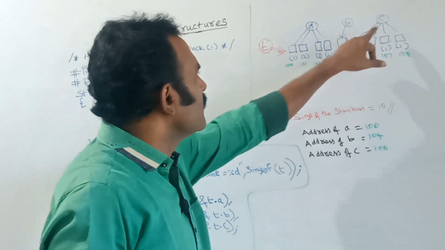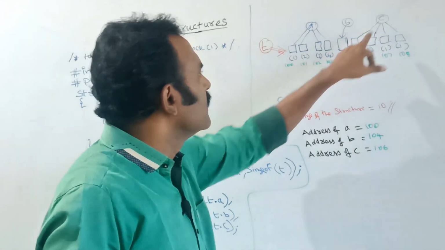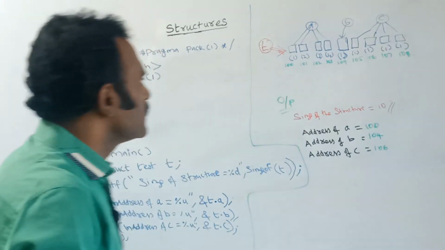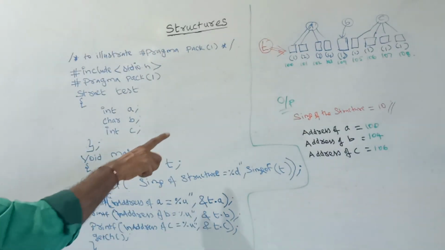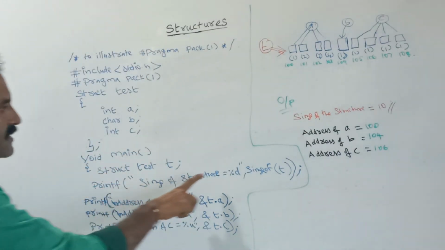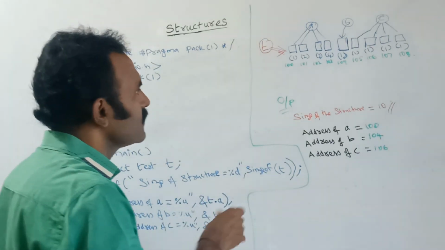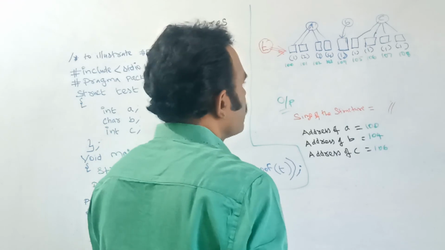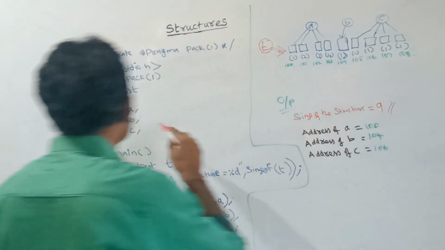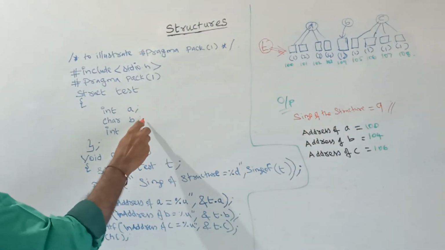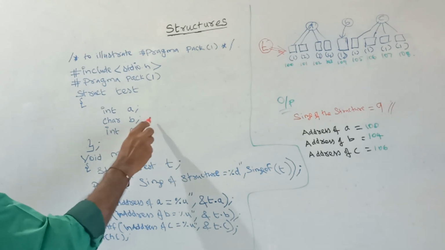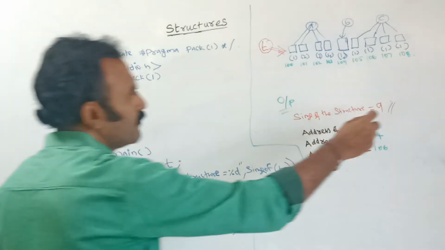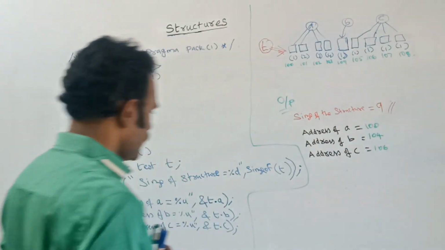So here, for the structure member C, 105 will be allocated to the first byte of C. See here, in the output, what is the size of the structure T? Now the size of the structure T is correctly 9. See, integer data type 4, single byte for character 4 plus 1 is 5, plus 4 byte integer, 5 plus 4 is 9 bytes. So it will occupy 9 bytes.